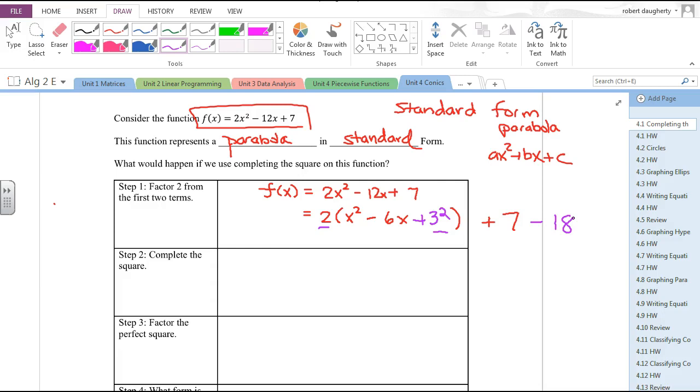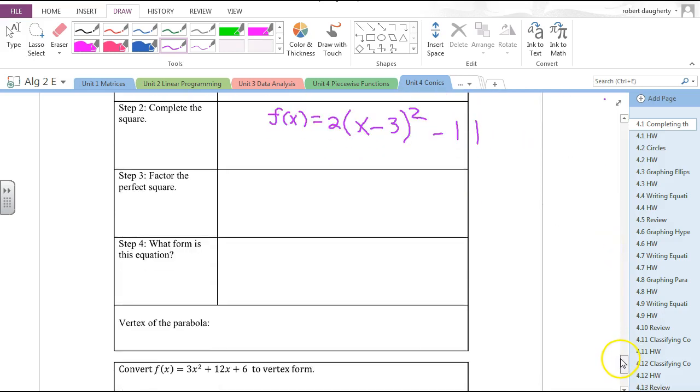So now, what do we see? This is f of x equals 2. What's inside the parentheses now? x, not plus, minus 3 squared. Because that's x squared minus 6x plus 9. And what's 7 minus 18? Minus 11. So what does this look like? This looks like a parabola in what form?